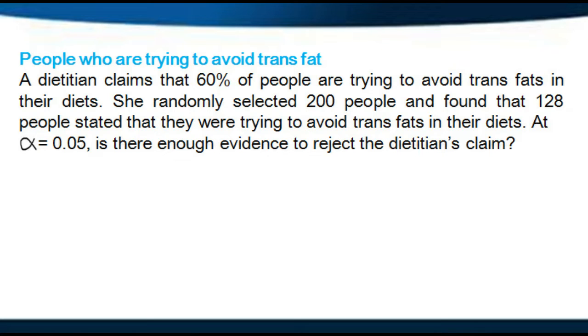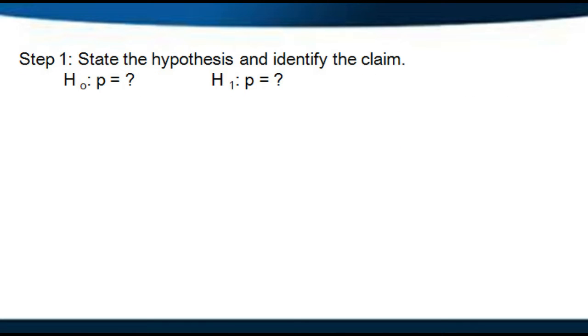Following our format previously, Step 1. State the hypothesis and identify the claim. We have the null and alternative hypothesis. Our null hypothesis should be 0.60, which is our claim. And our alternative hypothesis should not be equal to 0.60.